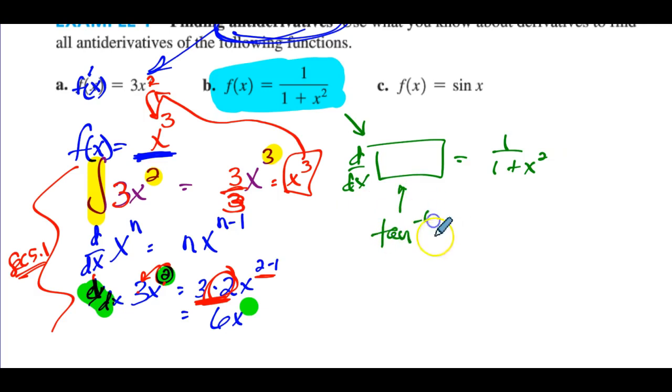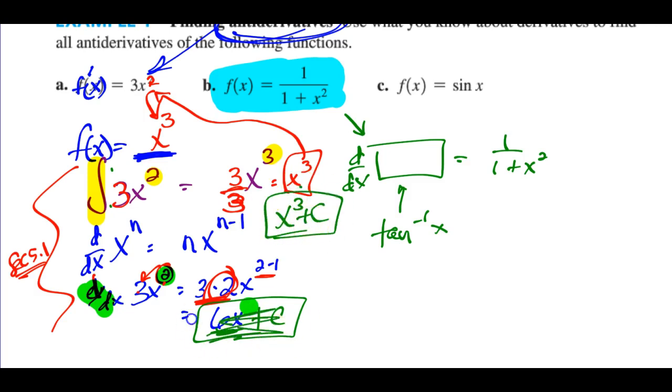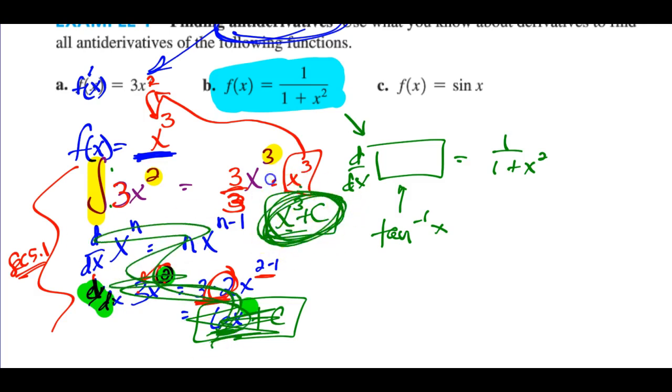Tangent inverse. And oh, I forgot something. 6x is the answer for this, but because it was an indefinite integral, I should really say 6x plus c. I'm so sorry. Wait, it's not 6x. Oh, right there. X cubed plus c, sorry, this was my example. So x cubed plus c should be the answer for part A.